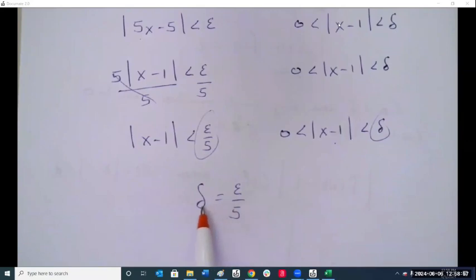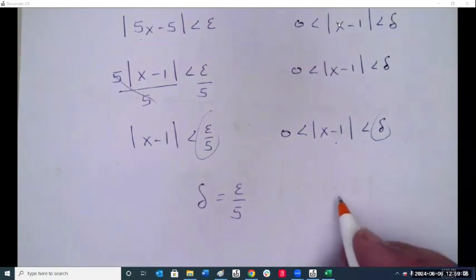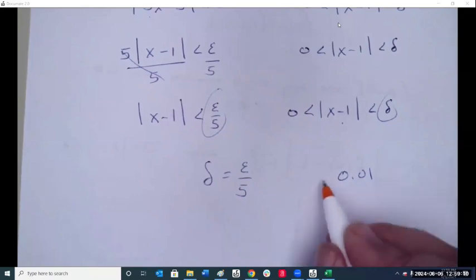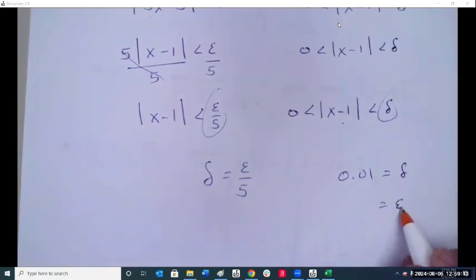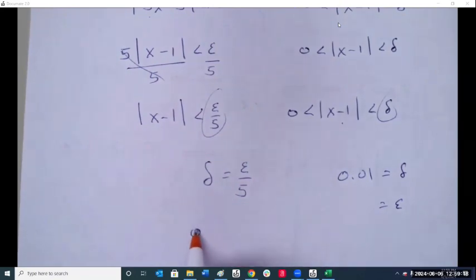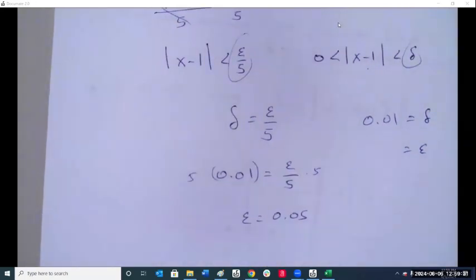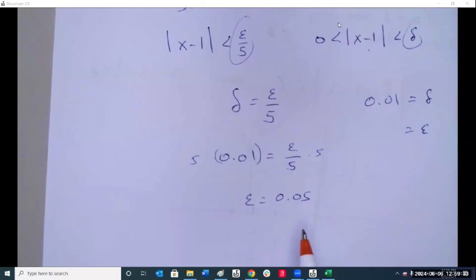So for whatever delta you give me, if you give me a delta, let's say it's 0.001, I can calculate the epsilon, how close the y values are. So if 0.001 is equal to epsilon over 5, then multiplying both sides by 5, epsilon is 0.005. So that's how close my function is to the limit.